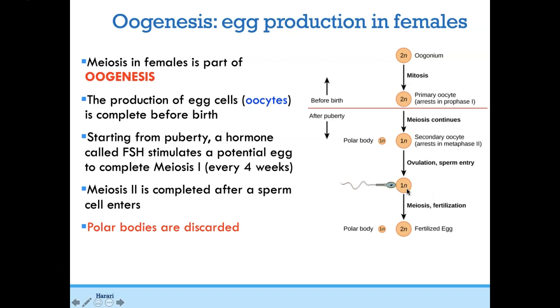Right? Once a sperm enters, meiosis is continued. So Metaphase II finishes, you have Anaphase II, Telophase II, and then you have final cytokinesis, where you have another polar body discarded, and then you have your first zygote, your first diploid cell, which is the fertilized egg. And the book goes through this in detail as well. Right?